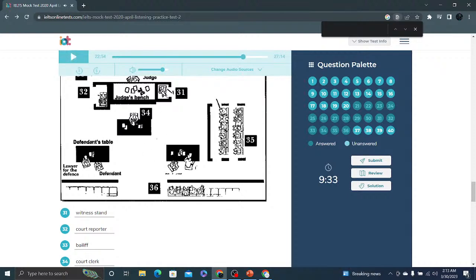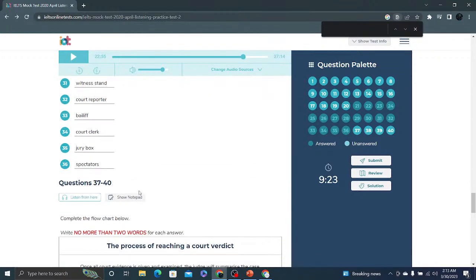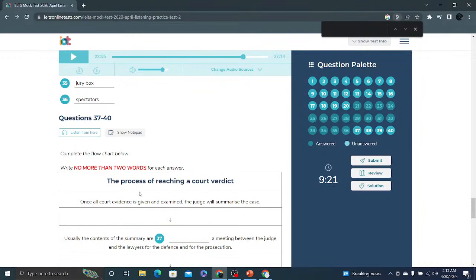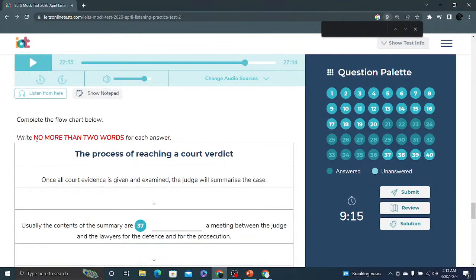So he was saying it's the bar, and behind the bar it's spectators, sitting here. So I hope you got it. Now let's move on to questions 37 to 40. Okay, let me zoom in. Here we have another instruction to follow: no more than 2 words for each answer. Just keep it in mind.